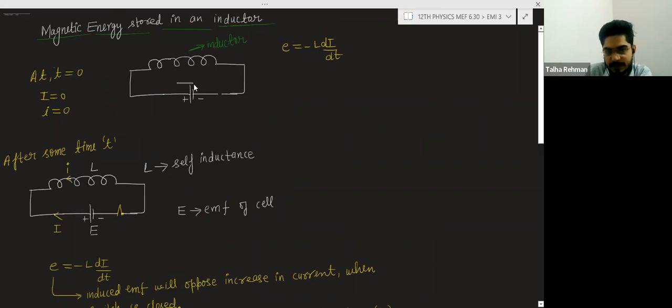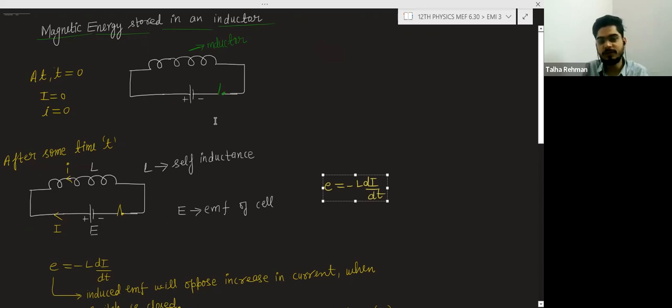This inductor is connected with a battery, but this time this circuit is open. Initially, this is the open circuit, meaning at t is equal to 0. T is equal to 0 means initially the circuit is open. So simply, you can say current is equal to 0. There will be no current, and if there is no current, then there will be no induced current.